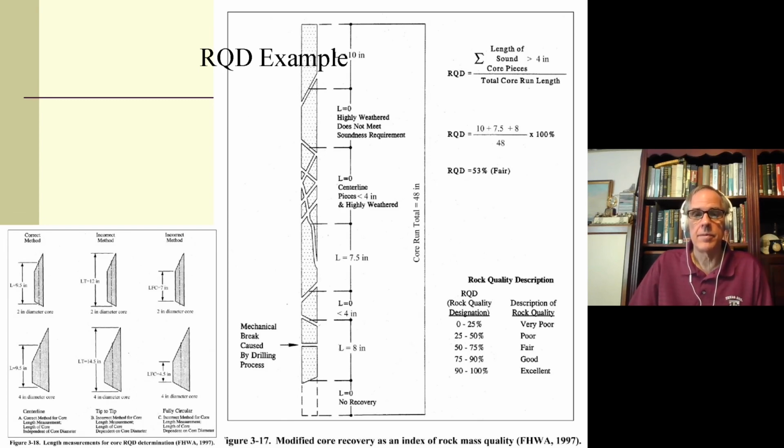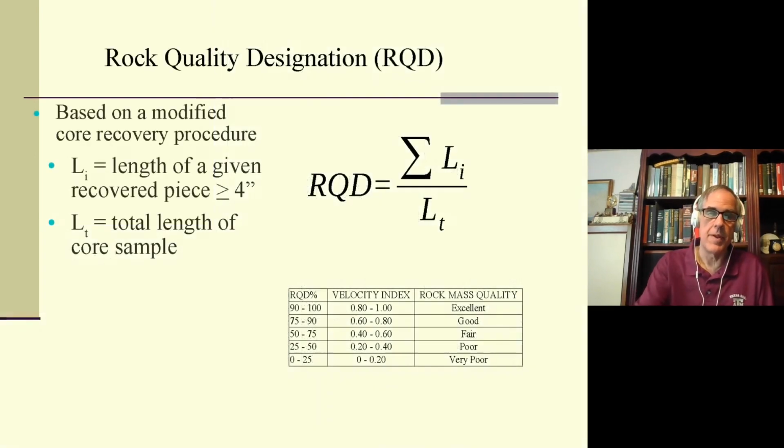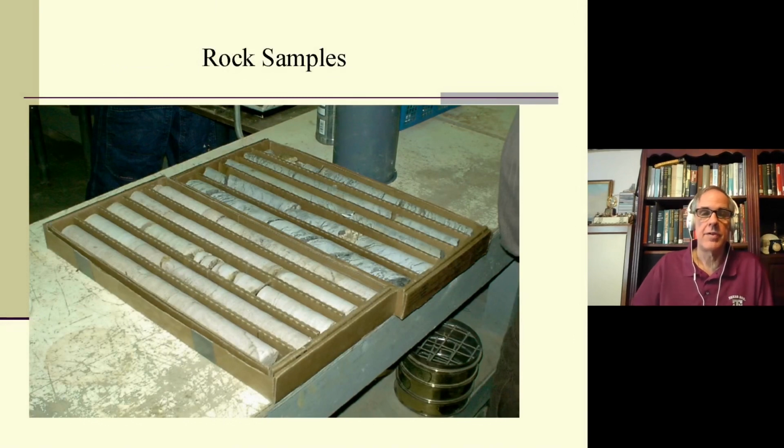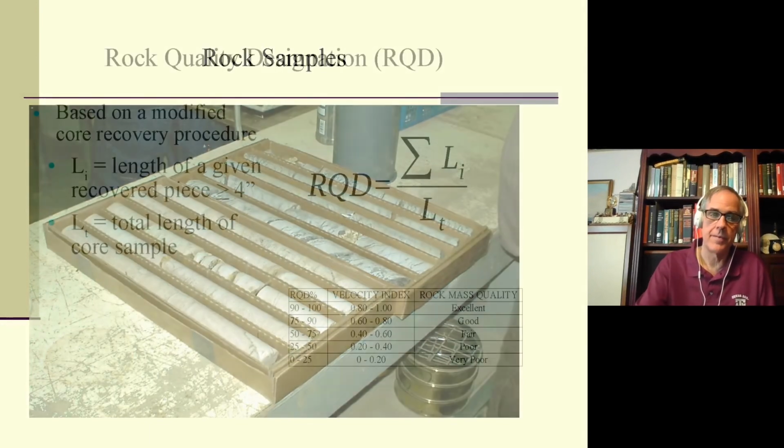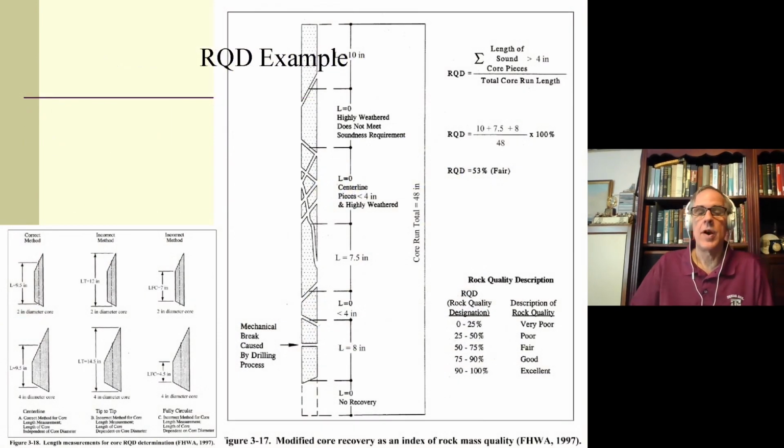the total core run length, which is 48 inches. And as you see in the box here, they give the total length and they put it in the box that way, then they get another length and they put it in the box that way. All right, let's look at the sample. At the very top, we have a 10-inch piece of solid core.